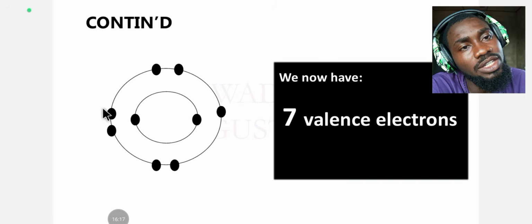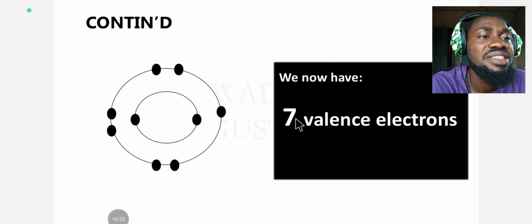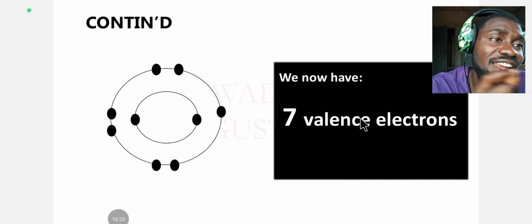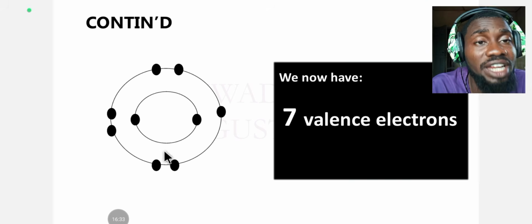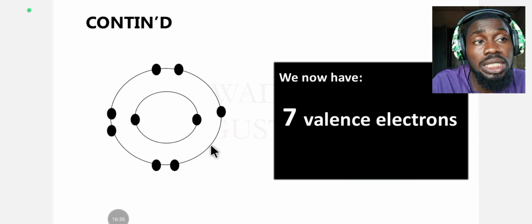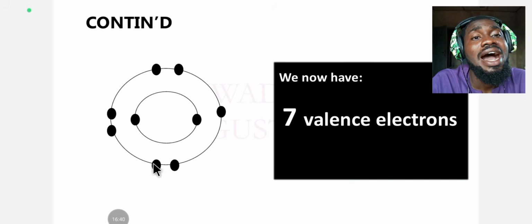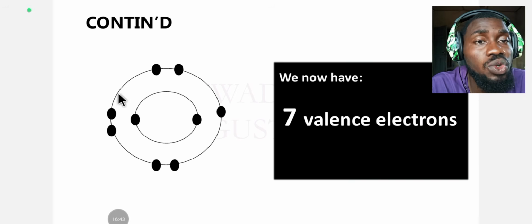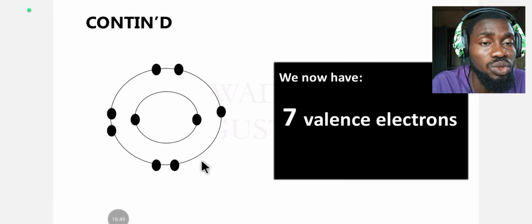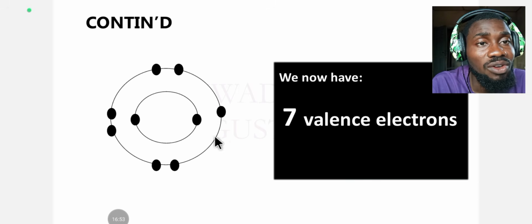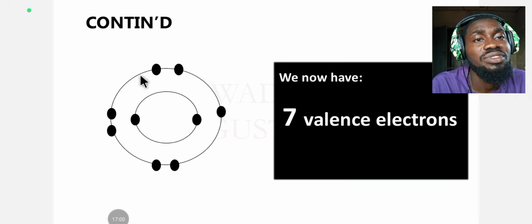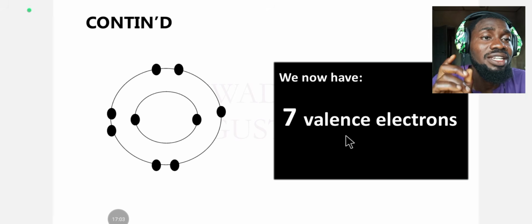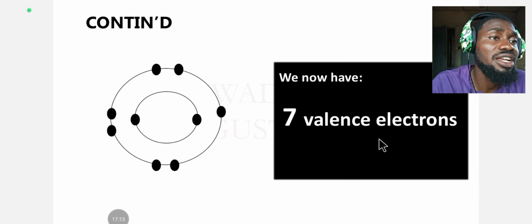When you look at this orbital diagram, we now have 7 valence electrons. Remember, the valence electron is the amount of electrons in the outermost shell of the atom of an element. So let's count the electrons we have in the outermost shell of the fluorine atomic diagram that we just drew. The outermost shell is obviously the second shell. So let's count. 1, 2, 3, 4, 5, 6, 7. So we have gotten the valence electron. That's the amount of valence electrons fluorine has.